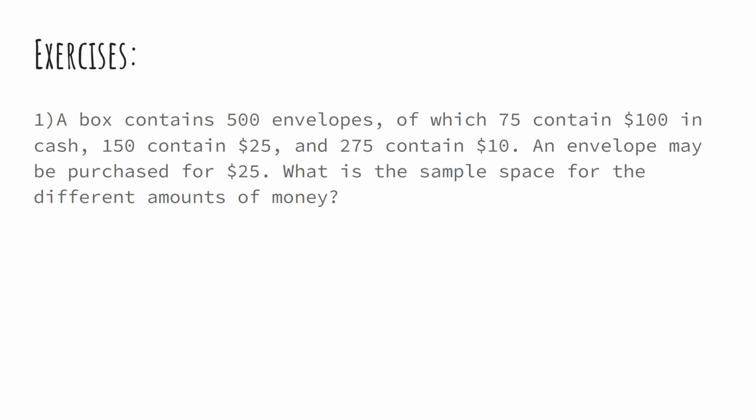A box contains 500 envelopes, of which 75 contain $100 in cash, 150 of them contain $25 in cash, and 275 of them contain $10 in cash. Any envelope can be purchased for $25. What is the sample space for different amounts of money? Okay, write down the question, then we'll solve it.